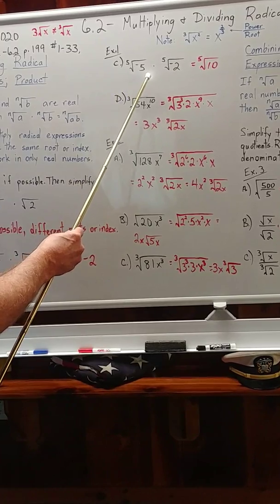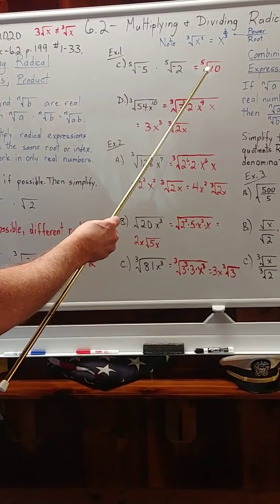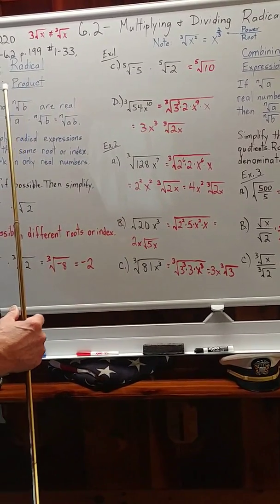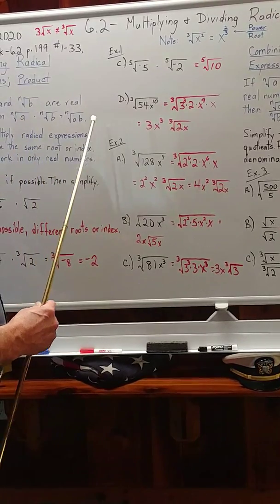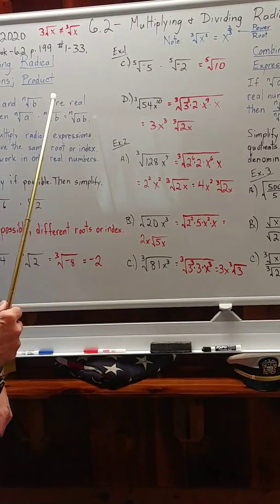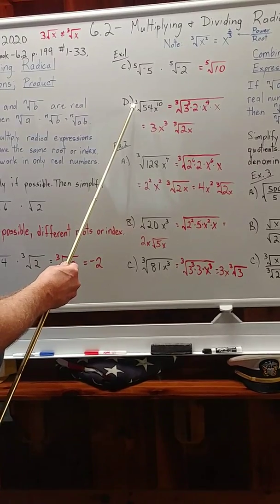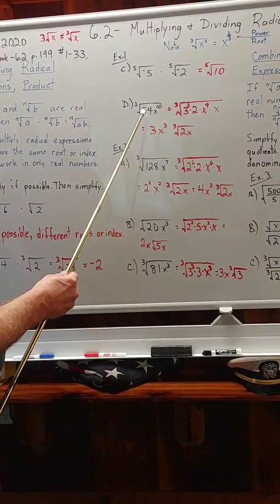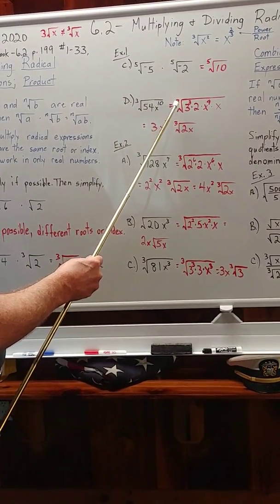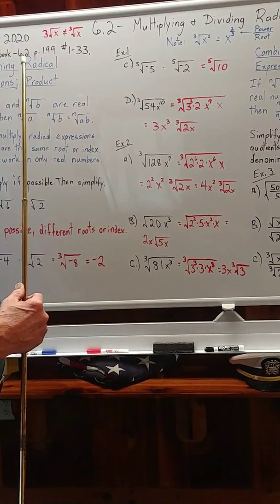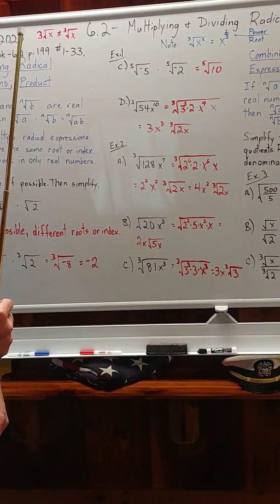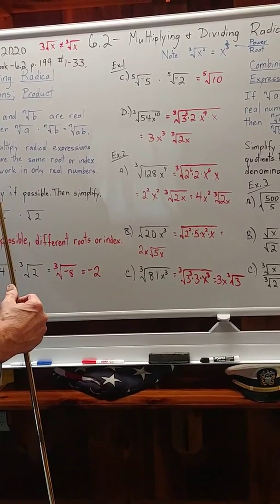The fifth root of negative 5 times the fifth root of negative 2 equals the fifth root of positive 10. Fairly straightforward. And then we get to D, a slightly more complicated example. The third root of 54x to the 10th. We have to make sure we have that 3, that index there. Without it, the problem's wrong because then you're saying square roots. There are no square roots in this problem.